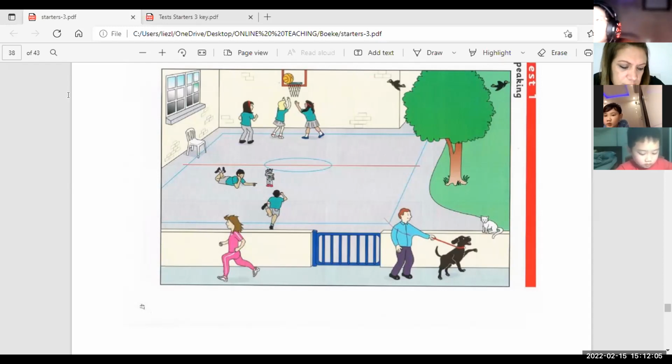That is basketball. There are two small boys play in robots. There is a tree. The black bird. There is the man walking with that dog. The man has red hair.